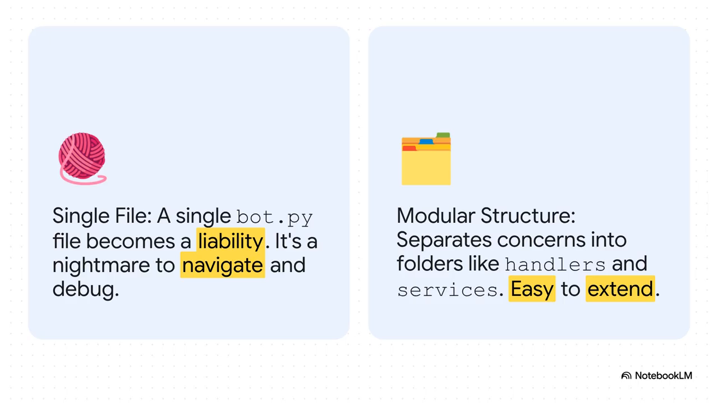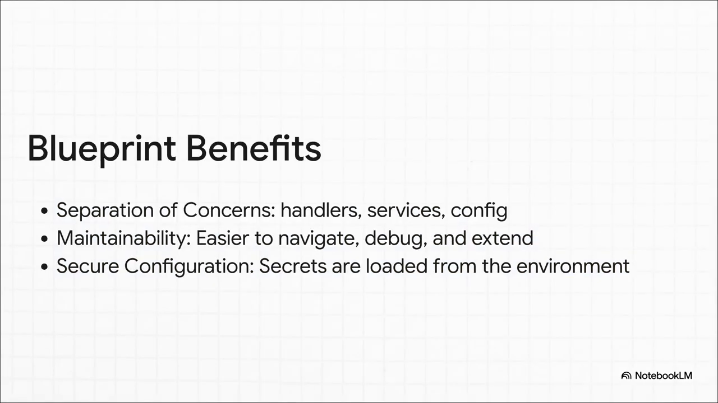But on the right, that's the professional blueprint. It's like a set of clean, interlocking building blocks. Everything has its own place, which makes the whole project so much easier to understand and build on. So why does this blueprint matter so much? Well, first, each part has one clear job to do. That makes finding bugs or adding new features way, way easier.